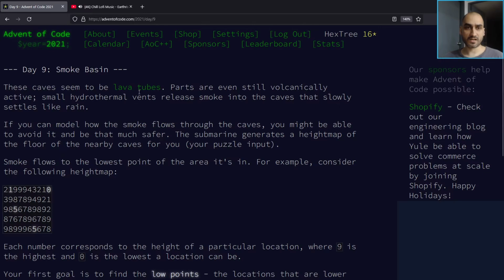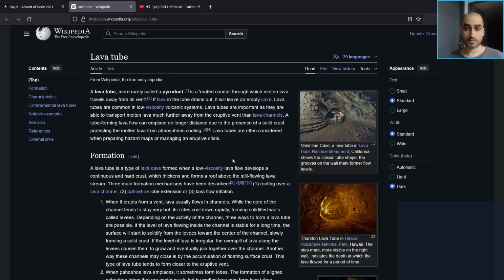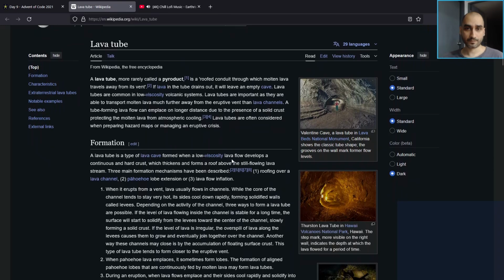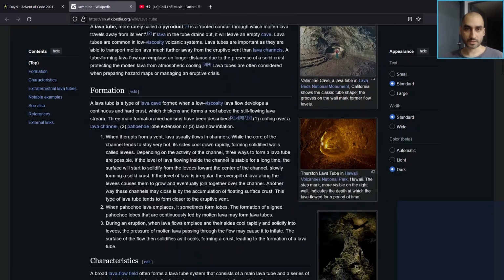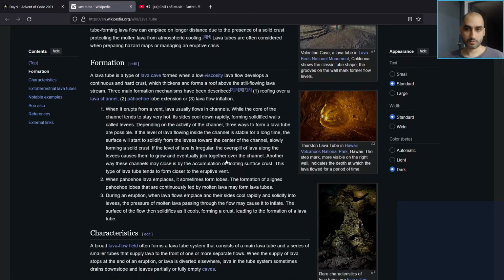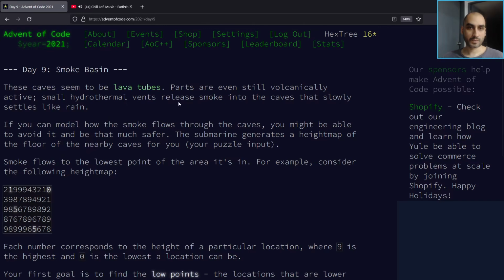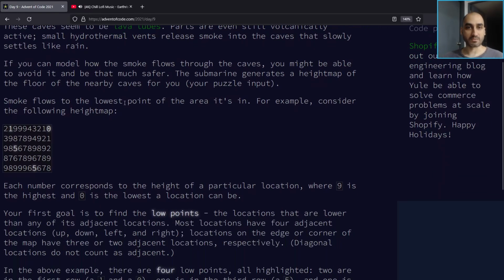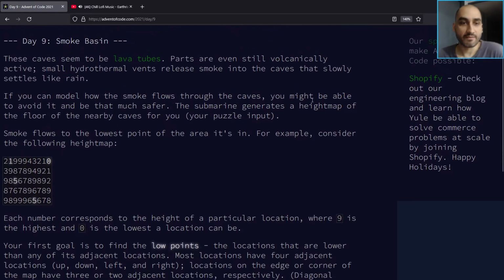These caves seem to be lava tubes. What is a lava tube? The cave formed by lava. That's cool. Parts are even still volcanically active. Small hydrothermal vents release smoke into the caves that slowly settles like rain. If you can model how the smoke flows through the caves, ooh, we've got a flow problem. You might be able to avoid it and be that much safer.